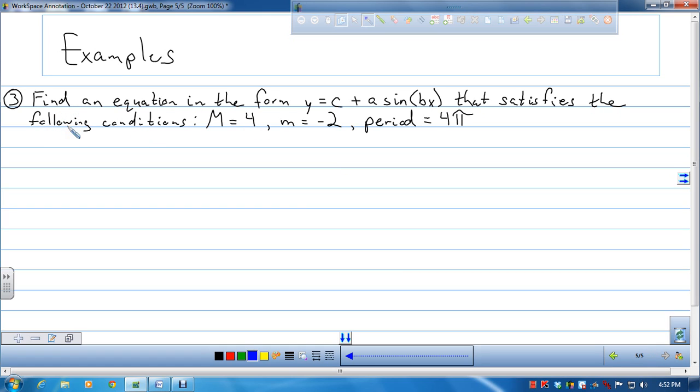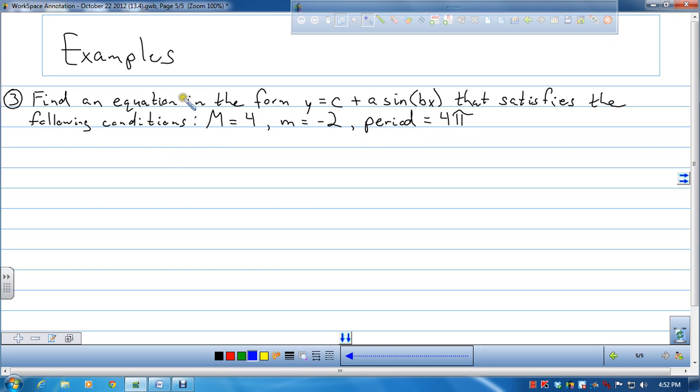Find an equation in the form y equals c plus a times sine of bx. So that's got it all, right? That's got a vertical shift. That's got an amplitude or a vertical stretching, and it's got a b value, so it's got a horizontal stretching or shrinking as well. It satisfies the following conditions. So they give me the maximum, they give me the minimum, and they give me the period.